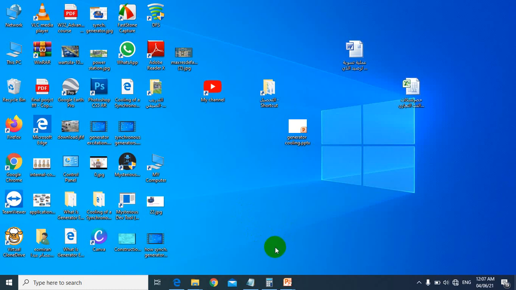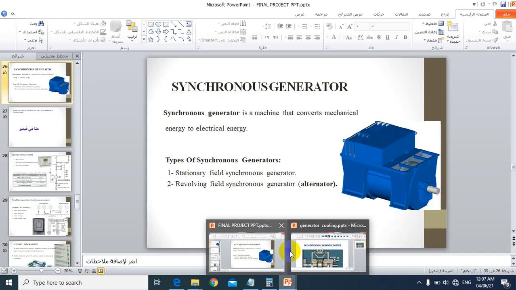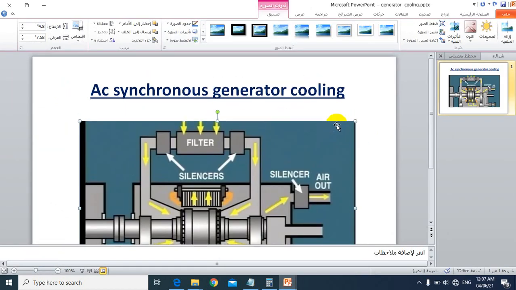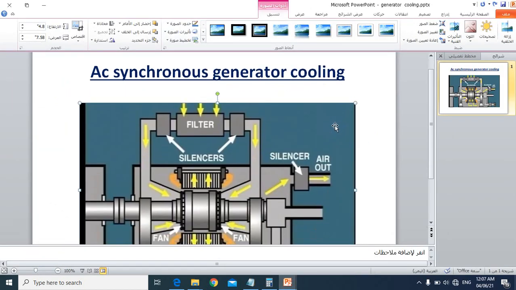In the last week, we talked about the synchronous generator excitation. Today, we have an important lesson. It's about the cooling of synchronous generators. AC synchronous generator cooling. Cooling of the synchronous generator is very essential.